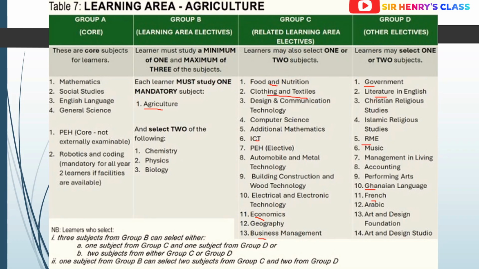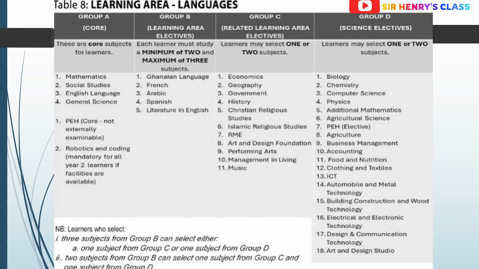Alright. So what about languages? Some schools do languages as a program on its own. So what about languages? If you want to do languages, you wouldn't skip your English, math, science. Your PH and your robotics and coding are also waiting for you. For the language, you have a minimum of 2 and a maximum of 3. So it could be Ghanaian language, French, Arabic, Spanish, or literature. 1 or 2 from group C and 1 or 2 also from group D.